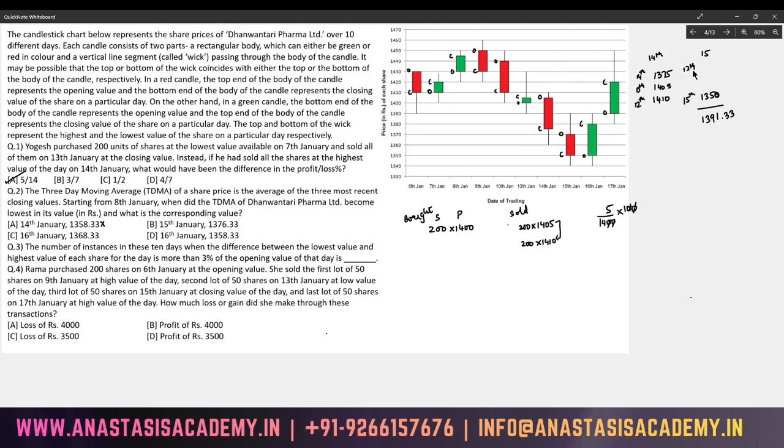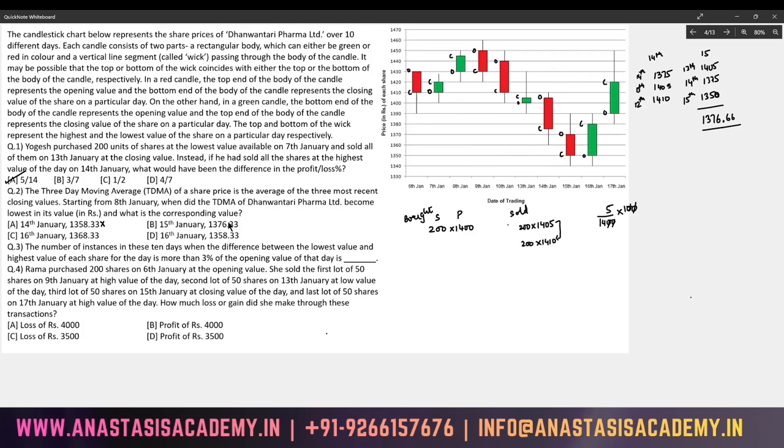So the 13th and 14th data will be 1405 and 1375. Taking the assumed mean as 1350, we have 25 extra and 55 extra. So we get to 80 extra. 80 divided by 3 is 26.66. So you'll get to 1376.66. This will be the average.